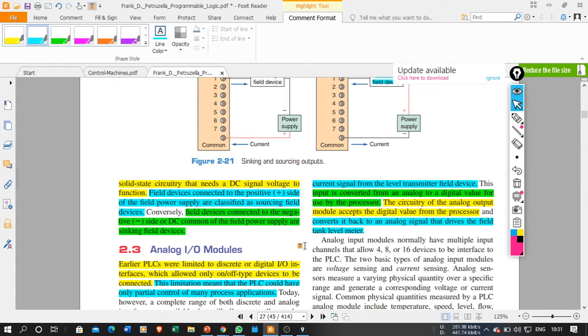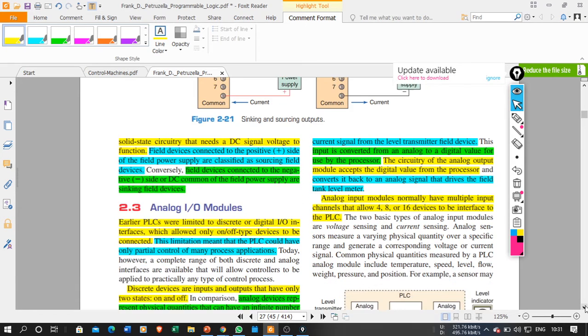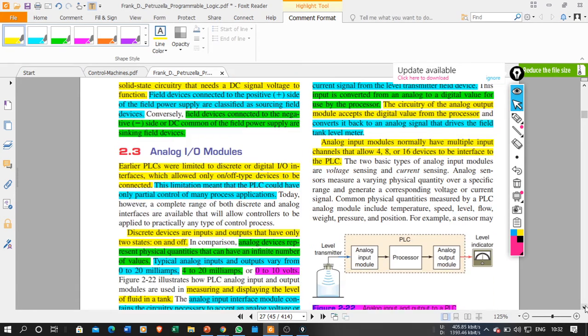Analog input modules normally have multiple input channels. If you are going to use the analog input module, they have multiple analog channels, that may be 4, that may be 8, that may be 16 devices to be interfaced to the PLC. Okay, input module मध्ये जे येतात आपल्याला ते 4 मध्ये येतील, 4चा सेट असेल, 8चा असेल किंवा 16 devices you can interface with the PLC.